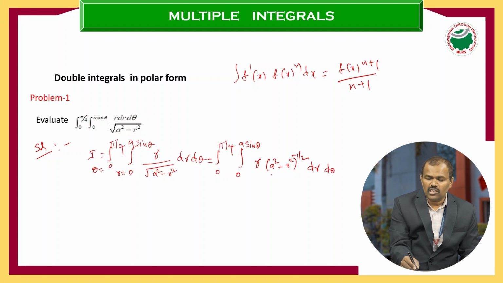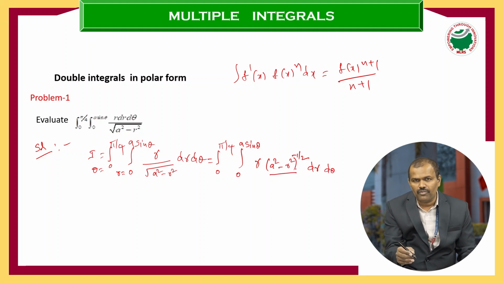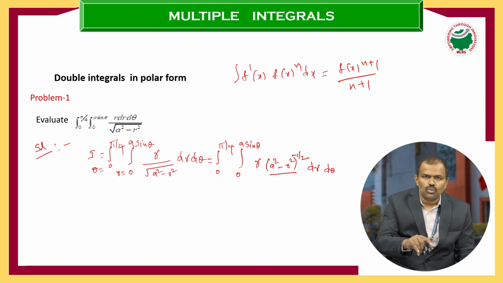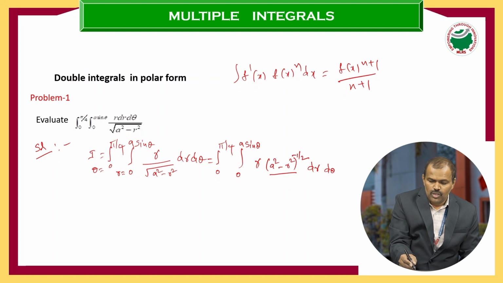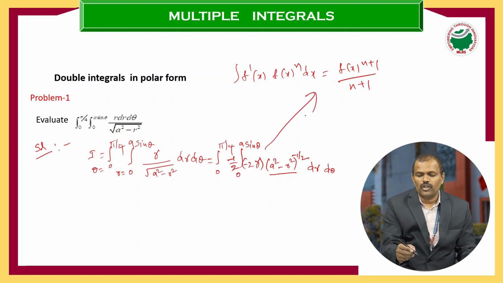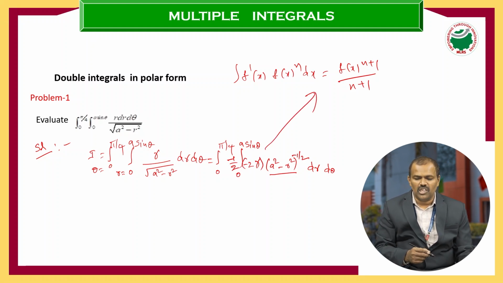If I take a square minus r square as f of x, its derivative is minus 2r. But here only r is there, so we require minus 2. That's why I am multiplying and dividing with minus 2. Now it is exactly in the form of f dash of x into f of x power n dx.